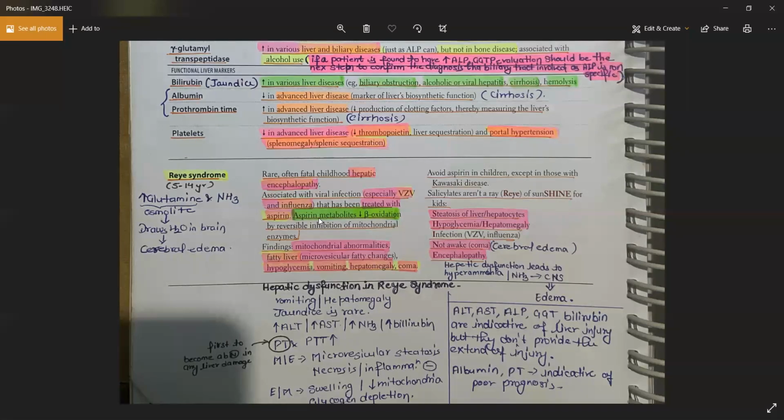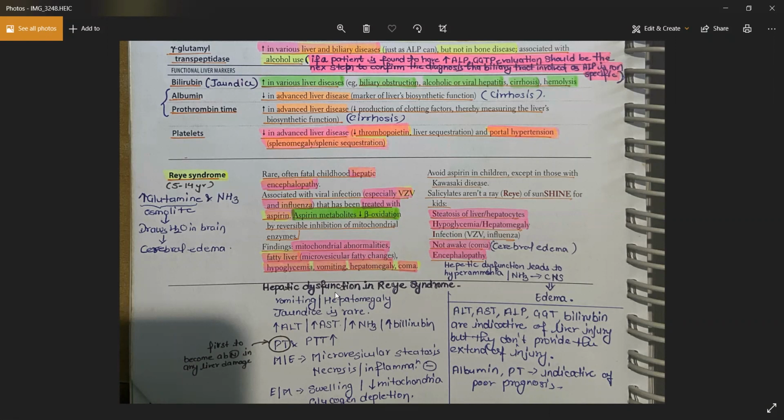So Reye syndrome generally occurs whenever you give a patient less than 14 years old aspirin. This aspirin will inhibit the beta oxidation, and because of the beta oxidation inhibition, you will get the hepatic steatosis, the fatty liver. Microvesicular fatty changes will be there. Liver function will be compromised. You will get the hyperammonemia, you will get the hypoglycemia, you will get the hepatic encephalopathy, hepatomegaly, vomiting, whatever things, right? This is the Reye syndrome.